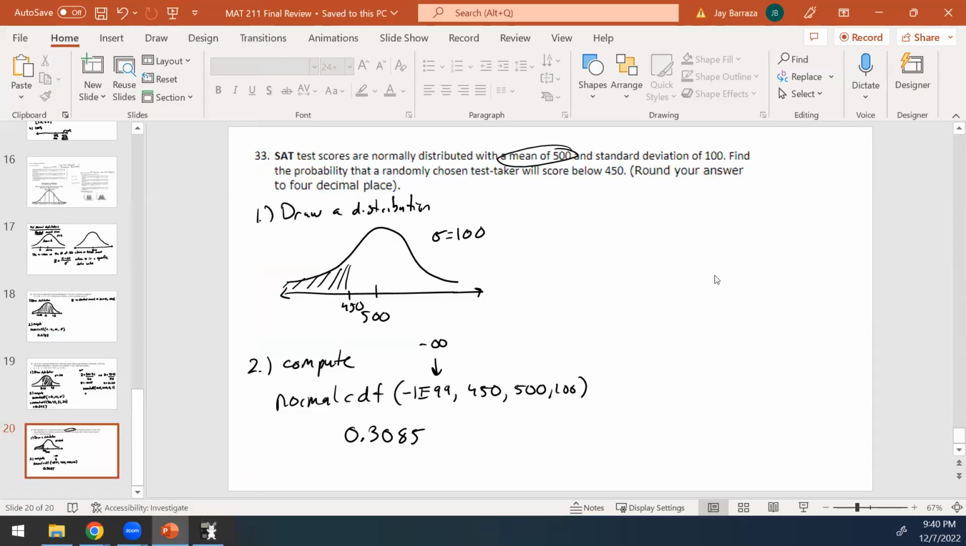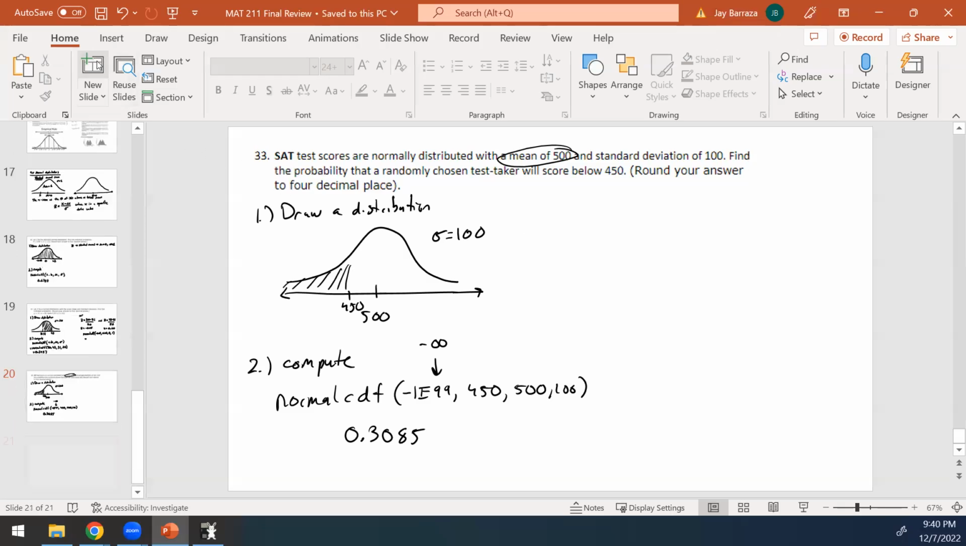Any other questions? If, for example, it was positive infinity and 450 was the bottom range, would it just be positive 1 E99? Yeah, the positive 1 E99. Yep. Or you could just put a really big number, whichever is easier for you. But if you put like 1,000, sometimes you have to go a little bit bigger because it depends on the standard deviation and all that. Okay, thank you.